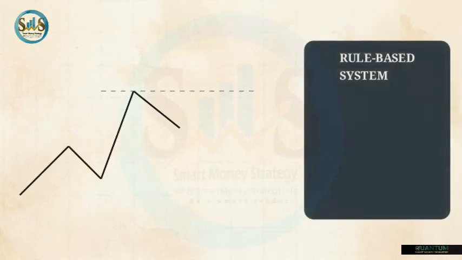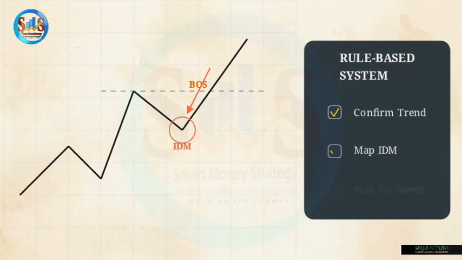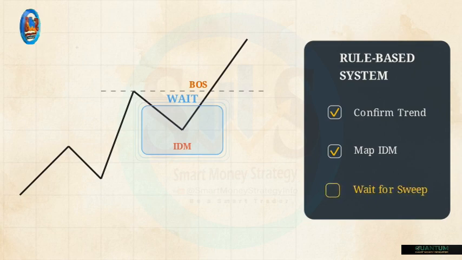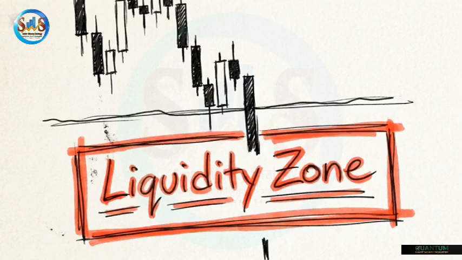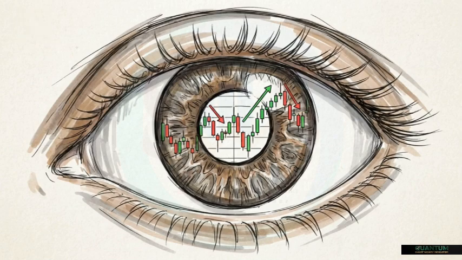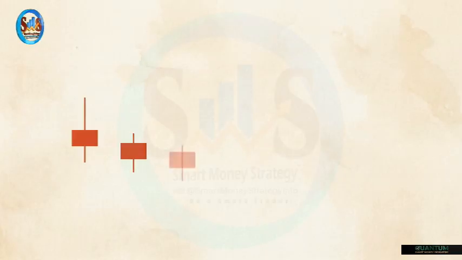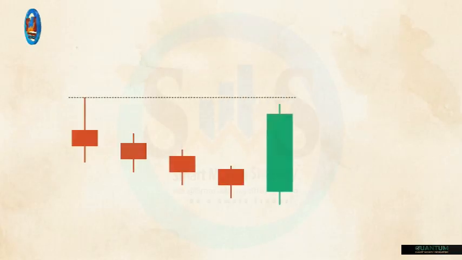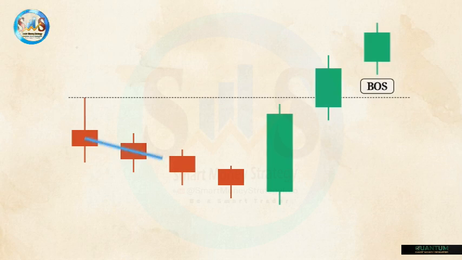To avoid it, you need a rule-based system to map these manipulations as they form. This allows you to wait for the trap to spring before committing capital. Spotting these levels transforms the way you view the chart, shifting you from the source of market liquidity to a trader who executes alongside institutional flow.